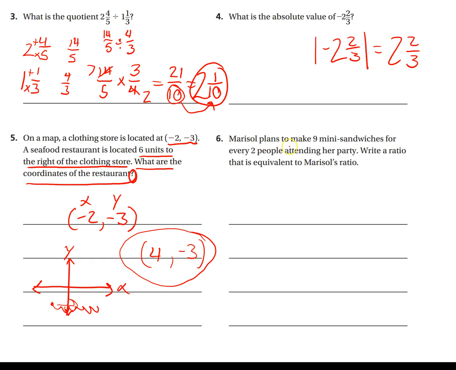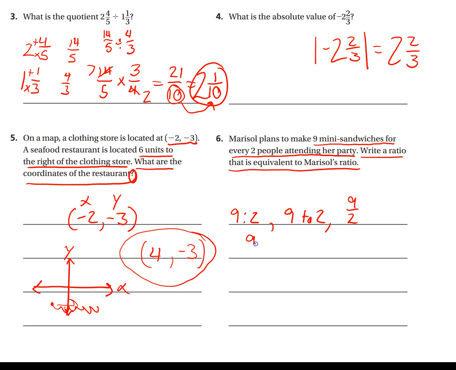Okay, number 6, Marcel plans to make 9 mini sandwiches for every 2 people attending her party. So again, my ratio would be 9 to 2. I can write that as 9 to 2, and I can write that as 9 over 2. Write a ratio that is equivalent.